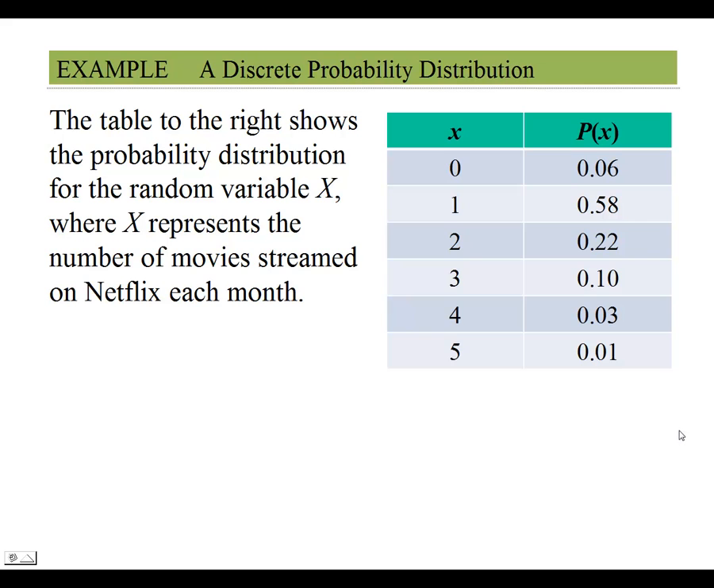Alright, so here this table represents the percent of movies streamed on Netflix each month. So 6% of the people don't do it at all, 58% just do 1, 22% do 2, and so forth. So this is some data, and this adds up to 1, so we're good.